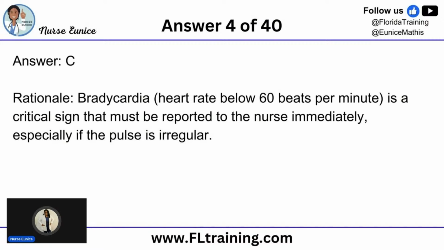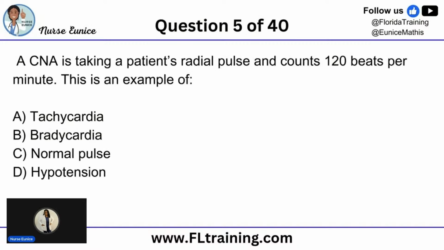The answer is C. Bradycardia, which is when the heart rate's less than 60, is a critical sign that must be reported to the nurse immediately, especially if the pulse is irregular. So great job, team. Question number 5. A CNA has taken a patient's radial pulse and counts 120 beats per minute. This is an example of, is it A, tachycardia, B, bradycardia, C, normal pulse, or D, hypotension?